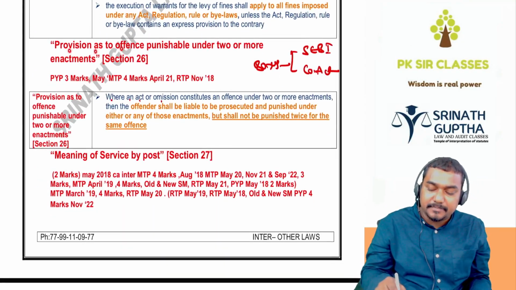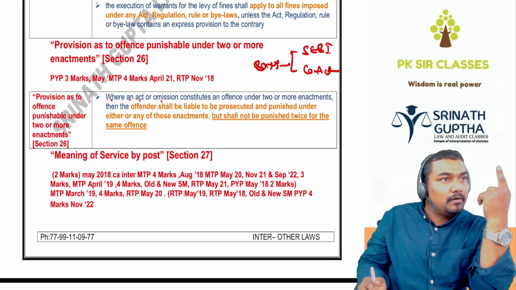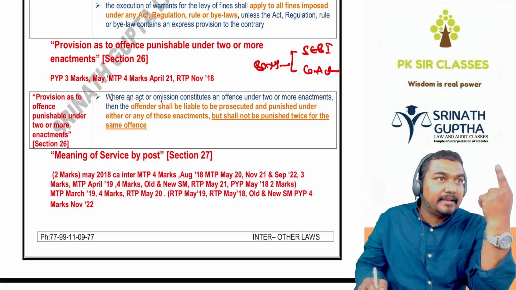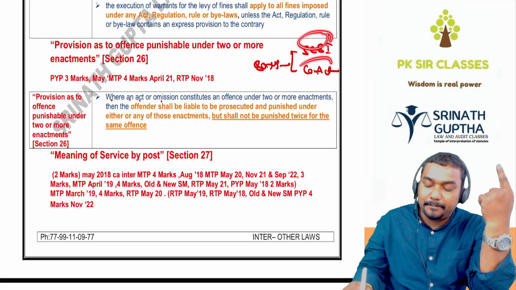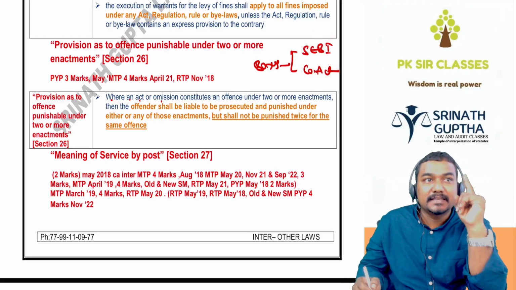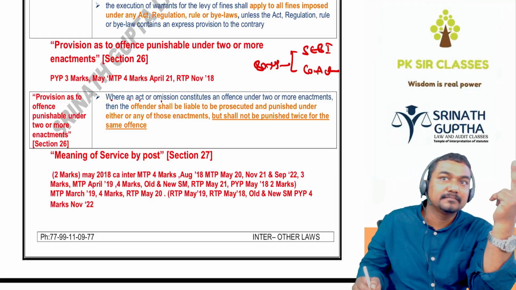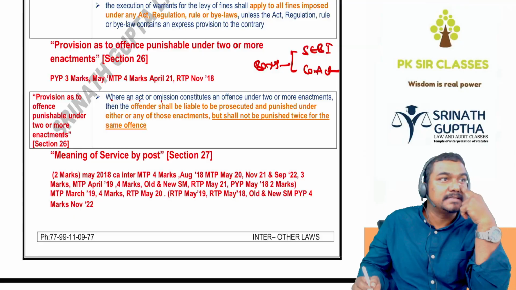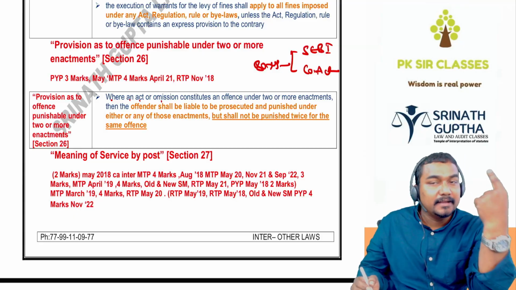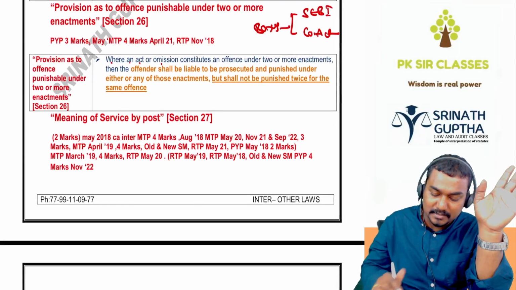Next, Section 26: provisions as to offence punishable under two laws. Look how big an exam topic this is. So one offence is there, and that offence is punishable under the SEBI Act and the Companies Act. Do we have to punish the company twice or only once? Only once. A single offence should not be punished under two acts. If such an offence is punishable under more than one act, the offender should be punished under only one of the acts, but not under both.